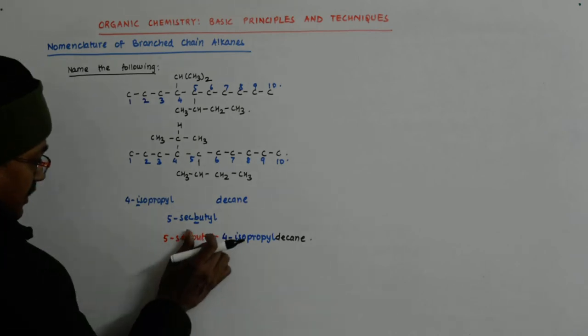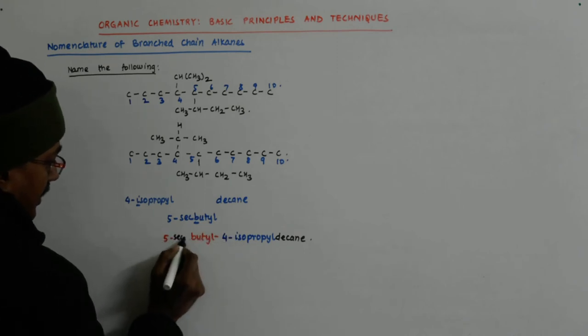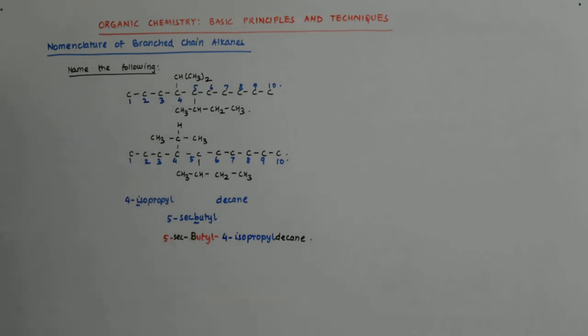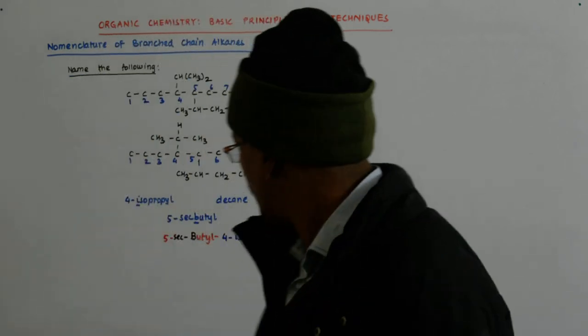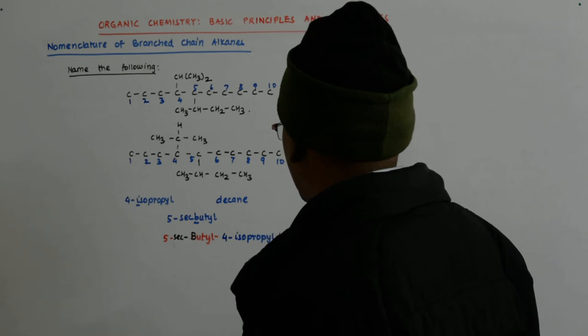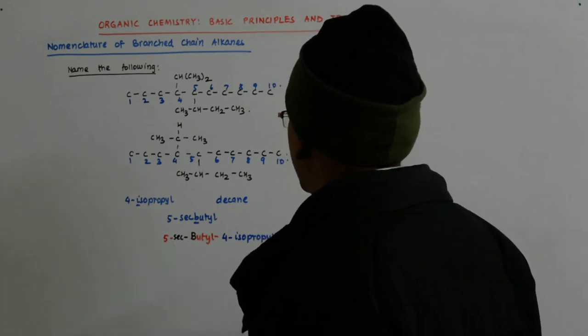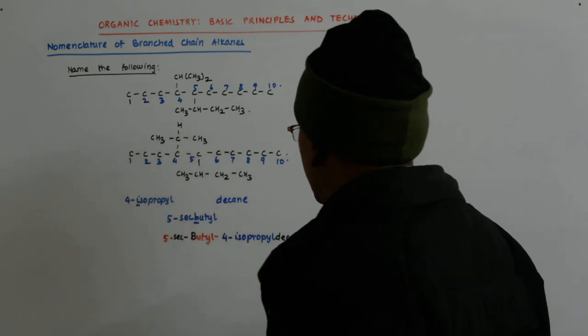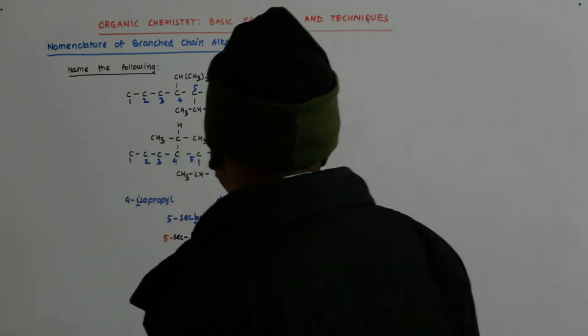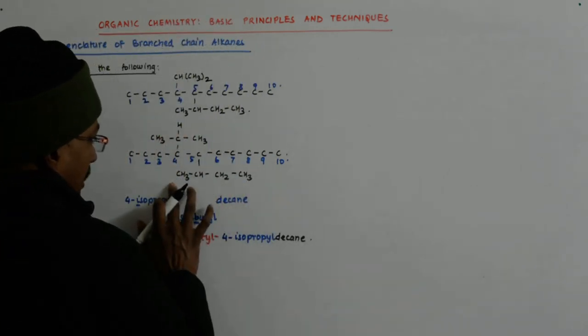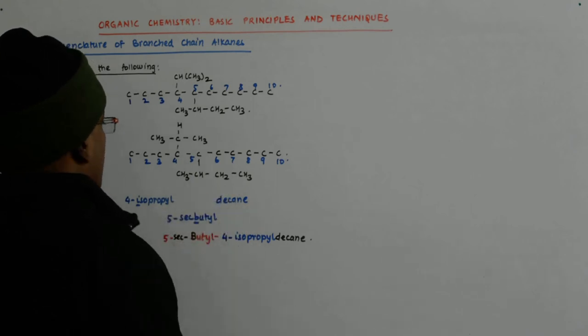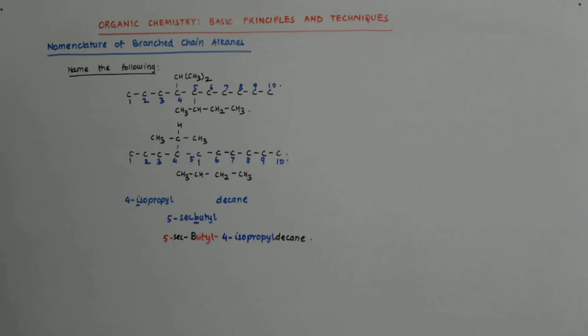To be 5 sec butyl is with a number, right? Sec butyl. What? I didn't get you. So it's 5 sec butyl, 4 isopropyl. Sec butyl is written like this. Okay, so this becomes capital. Yes, I didn't get you. 4 isopropyl, 5 1 methyl propyl decane. 1 methyl, 1, 2, 3, 4. 1, 2, 3, 1 methyl propyl decane. Propyl decane, yes, that is also okay.